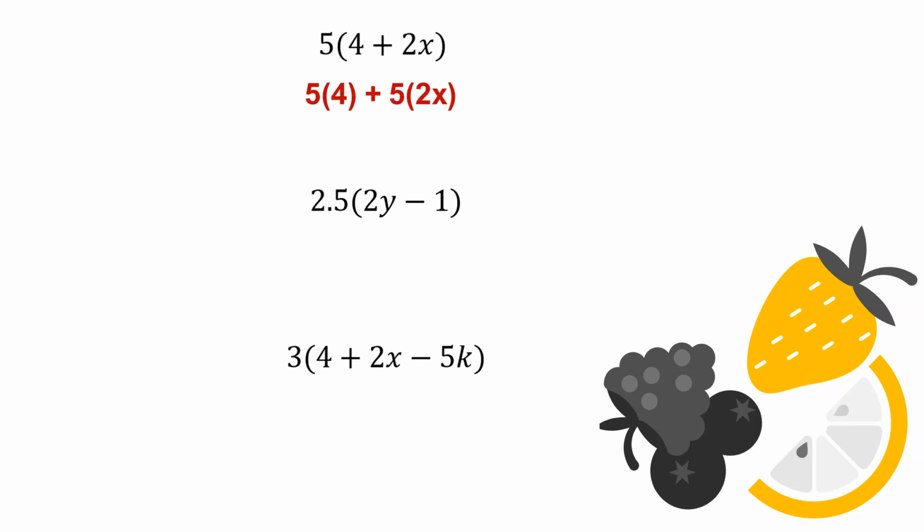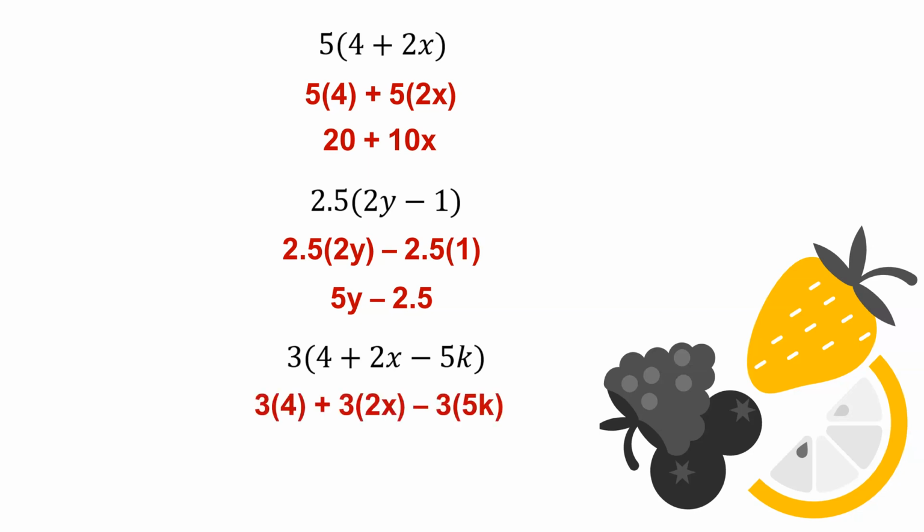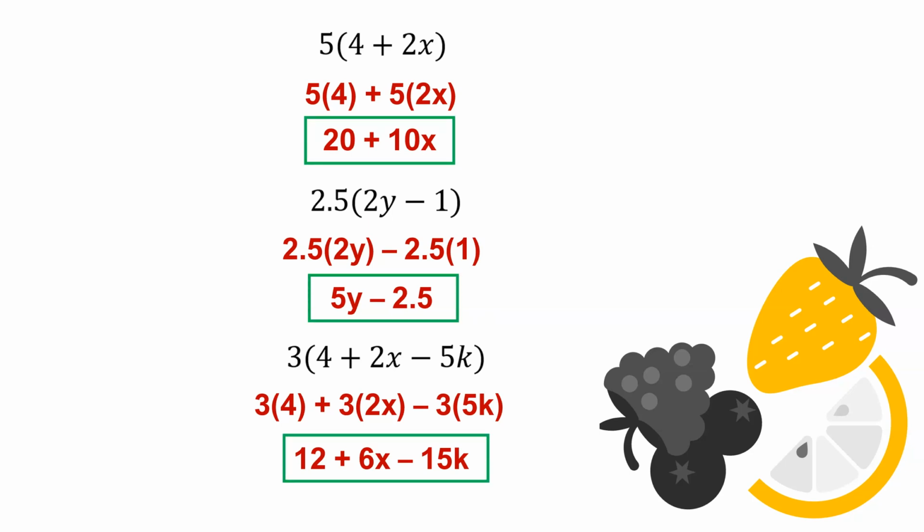So, we would have to make sure to multiply the 5 by the 4 and the 2x, resulting in 20 plus 10x. We would have to be certain to multiply the 2.5 by both the 2y and the 1, resulting in 5y minus 2.5. And lastly, even though our final set has 3 terms within the parentheses, we would still have to make sure the 3 multiplies the 4, the 2x, and the 5k, resulting in 12 plus 6x minus 15k. And since our results after multiplication have no like terms, these would all be considered our final answers.